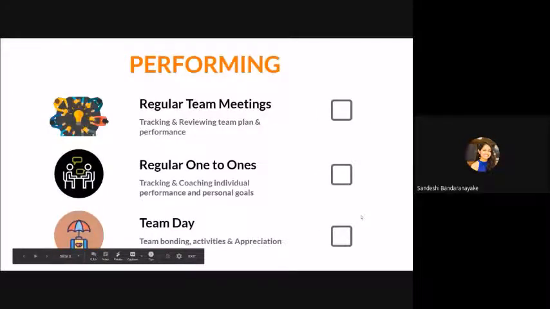Performing. So in a session earlier, the performance tracking and meetings section, I did the team meetings session, and I already explained to you why we do team meetings and how we do it, and also the one-to-ones, how we do them, and why we do the one-to-ones.